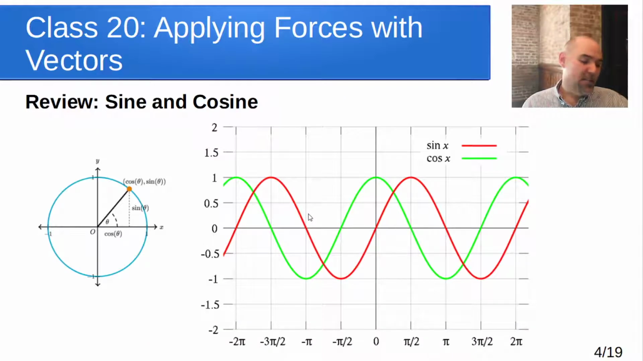Okay, and then sine and cosine. As we walk around that circle, we're either somewhere above or below the line, or somewhere to the left or right of the line.